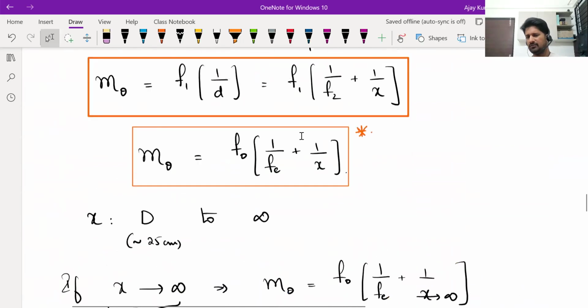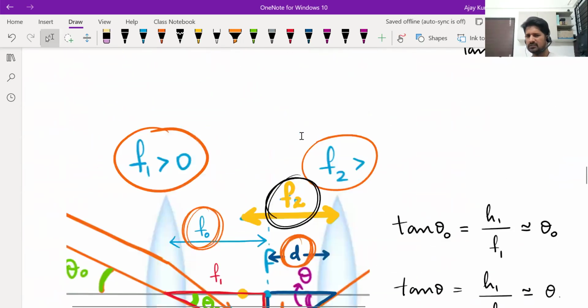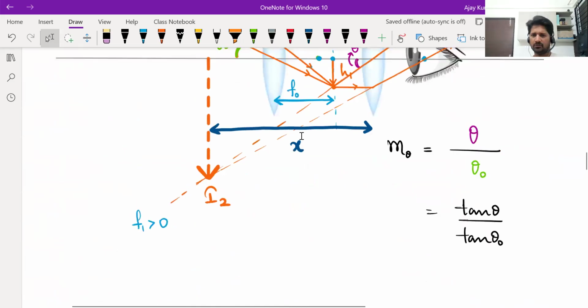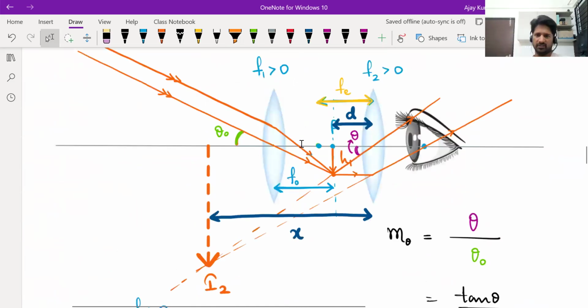So listen, if you just use two lenses, this is what happens. And ultimately what you see is an inverted image. This is what actually happens in an astronomical telescope, a telescope that you use to see faraway objects like spots on the sun, planets and all. But when you see through binoculars, you don't see inverted images. You see upright images, which are magnified.